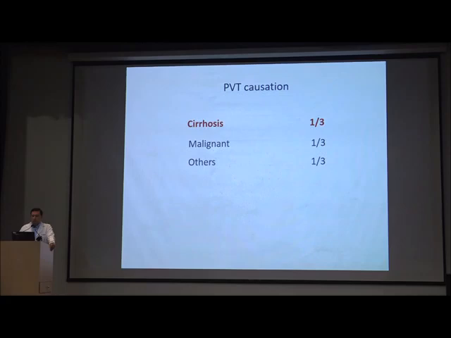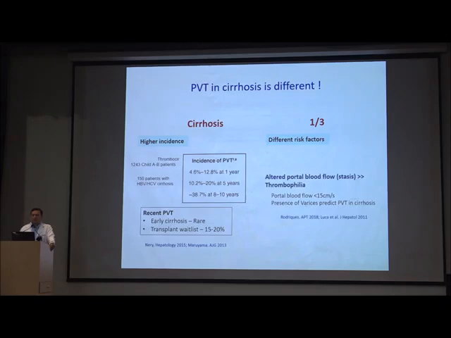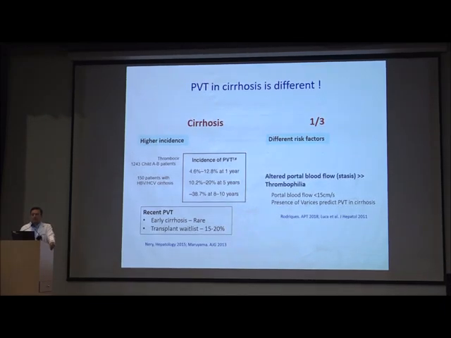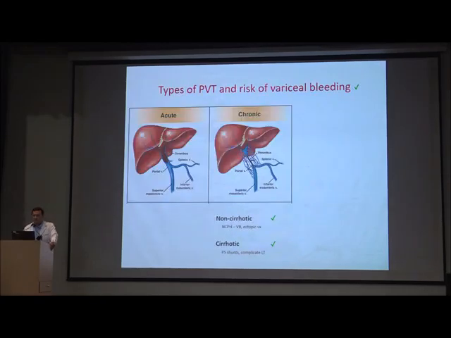One third of patients with portal vein thrombosis have underlying cirrhosis, and PVT in cirrhosis is different. There is a higher incidence and prevalence of PVT in patients with cirrhosis, especially advanced cirrhosis. Thrombophilic factors play a lower role; more commonly it is due to altered hemodynamics, the decreased portal blood flow common in advanced cirrhosis, which is the main trigger of PVT in patients with cirrhosis.